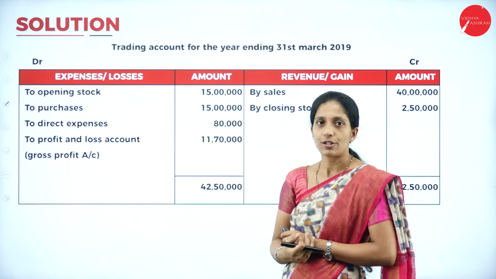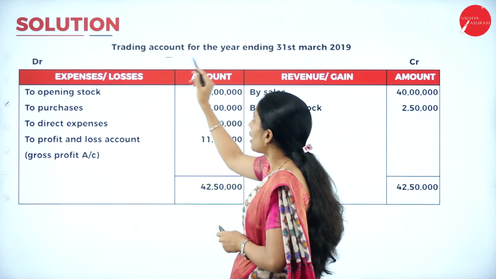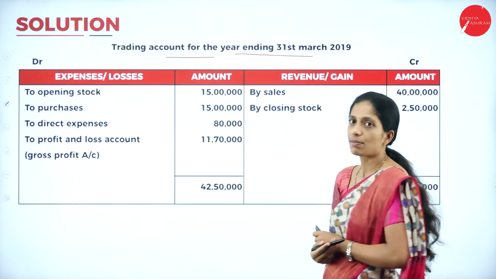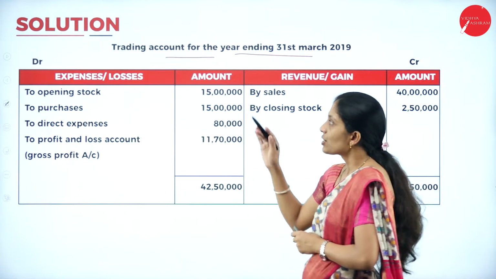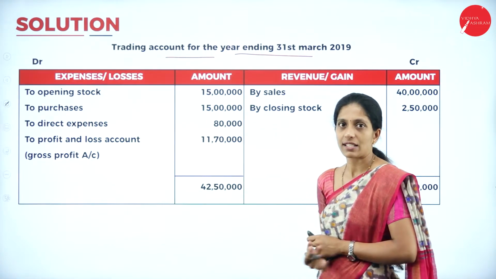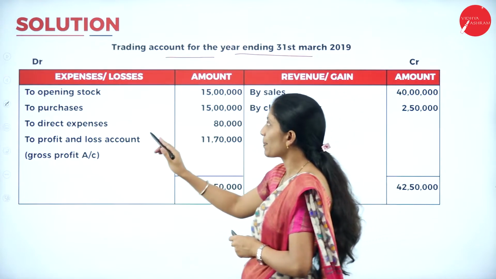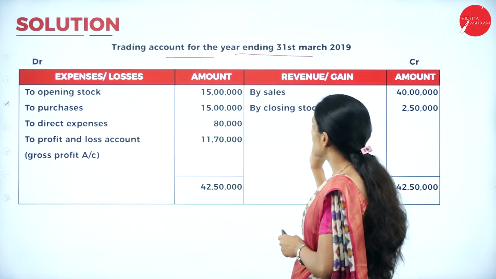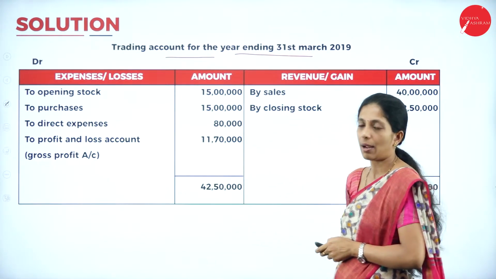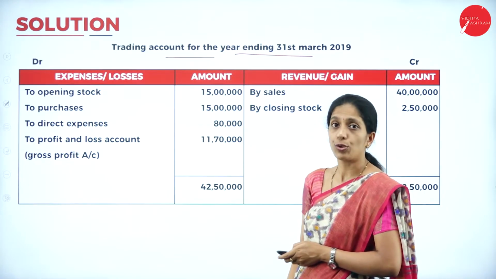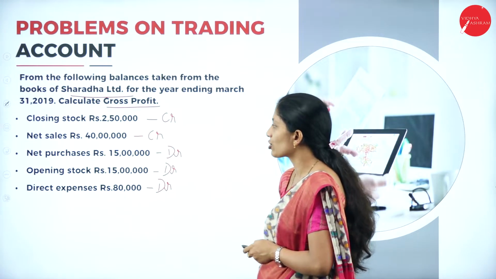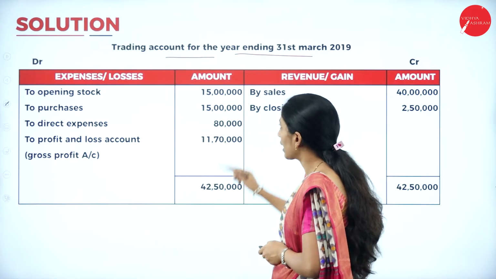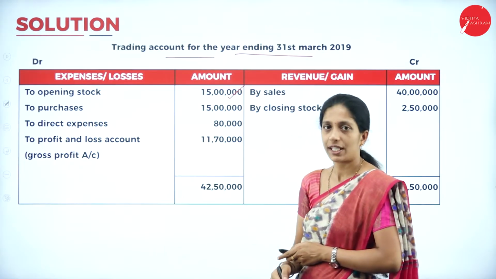So how do you write the solution for this? Trading account for the year ending 31st March 2019. So draw the format, debit as well as credit side. Under debit side expenses or losses, amount, credit side revenue or gain and amount. Now how do you start? To opening stock. So what is the opening stock? That is 15 lakh. Right? To opening stock 15 lakh.